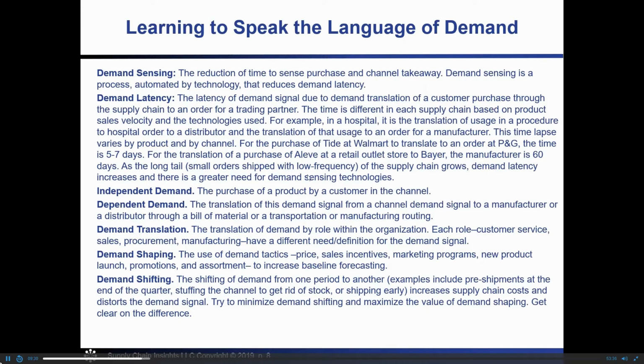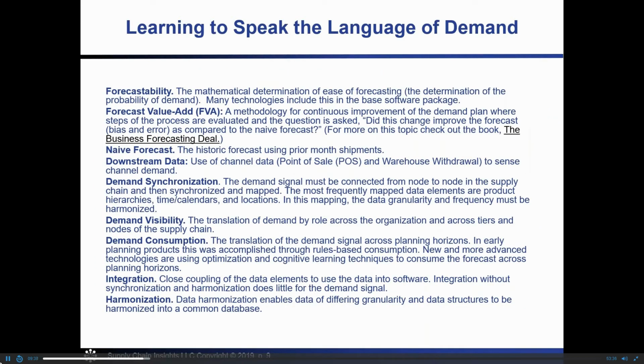So these are some terms that we'll talk about as we talk about demand. And often when I have these discussions, people are like, whoa, Laura, we don't use these terms at all. And I'm like, exactly, you're hardwired for supply. And so as you think about the language of demand, we also have to think about forecastability. So how easy is it to forecast? And this is the determination of the probability of demand.